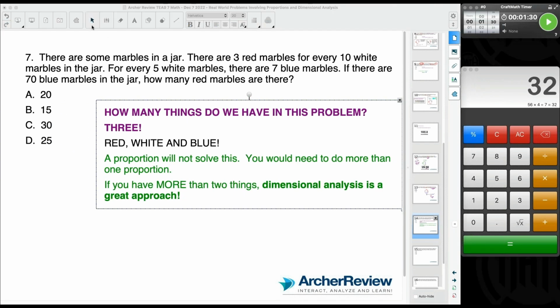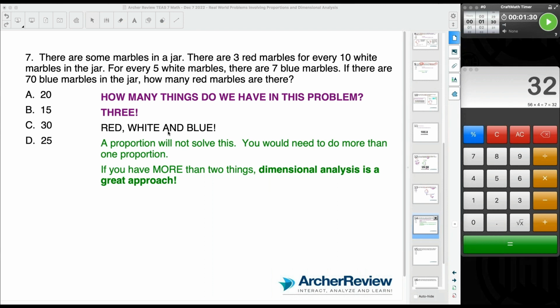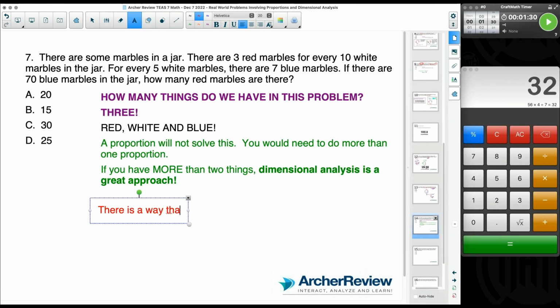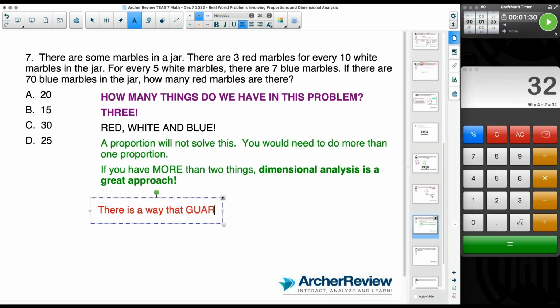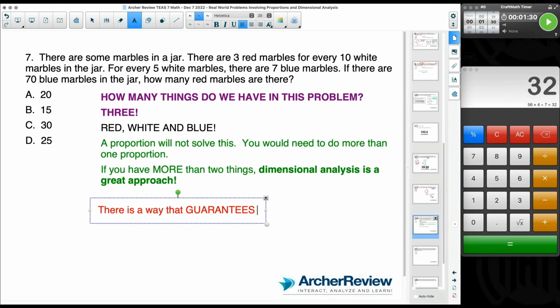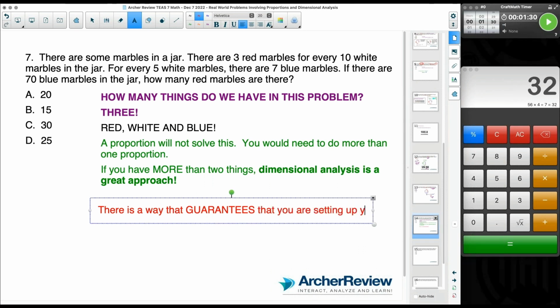How do we do it? Well, just like with proportions, there's more than one way to do it. But I do have a specific way that I tell students. You can set up dimensional analysis incorrectly, but there's one way I can guarantee you that you can always set it up correctly. So this is very specific. There is a way that guarantees that you are setting up your DA, dimensional analysis, correctly.